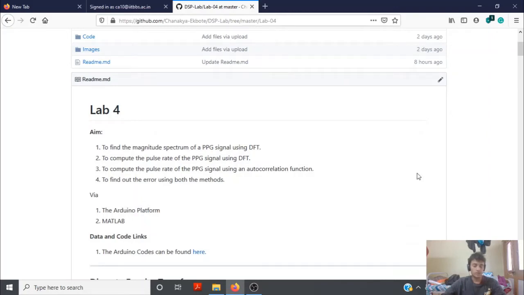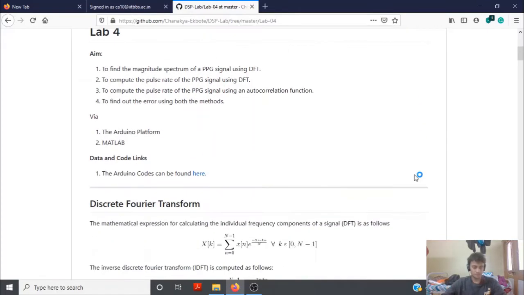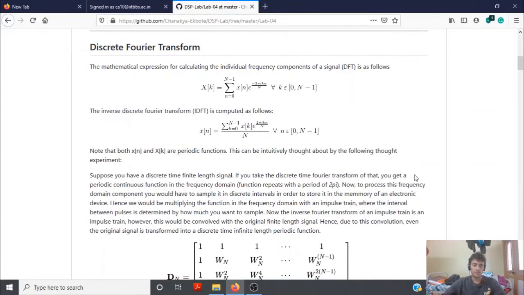So the aim of the fourth lab experiment is to find the magnitude spectrum of a PPG signal using DFT, to compute the pulse rate of a PPG signal using DFT, to compute the pulse rate of the PPG signal using an autocorrelation function, and to find out the difference in error between them using the Arduino platform as well as MATLAB.